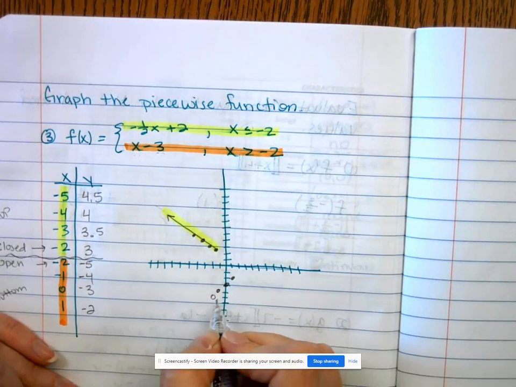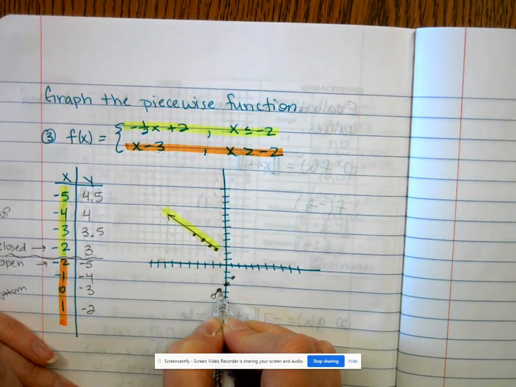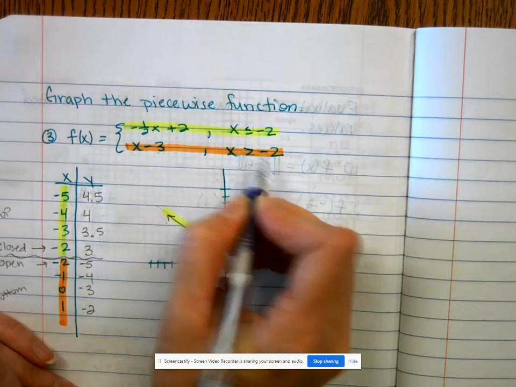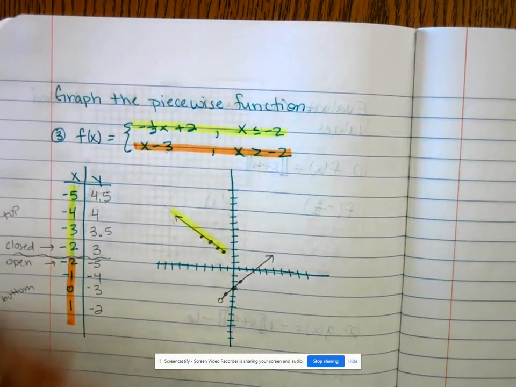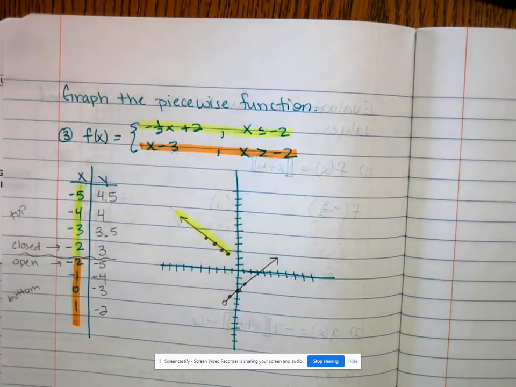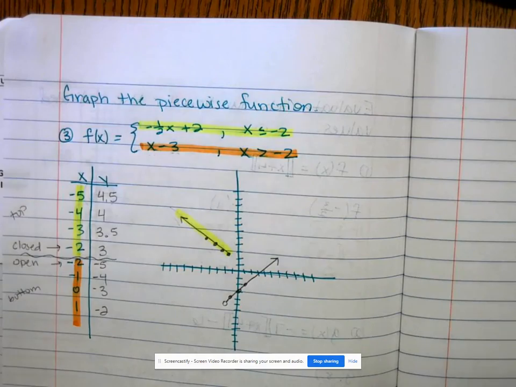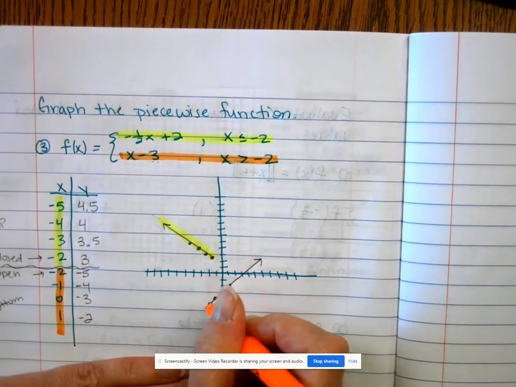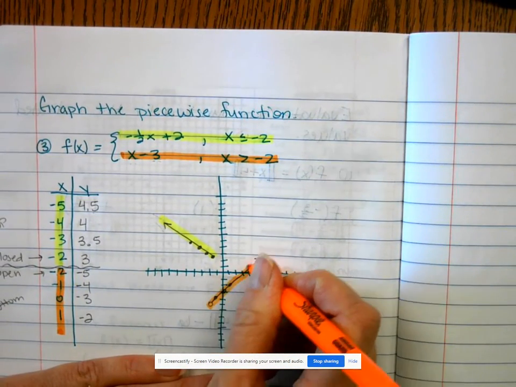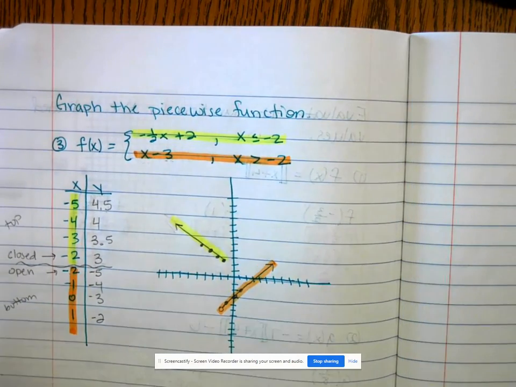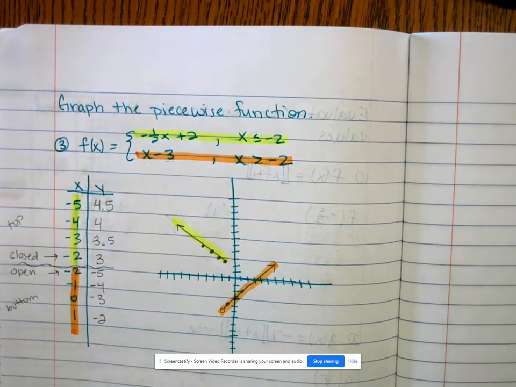And then here we're going to start with that open circle and we're going to go this way. And you can see that because it points that way. That little symbol does. All right, and so this goes with everything else that's highlighted orange. All right, so that's parent function number 1, graphed.